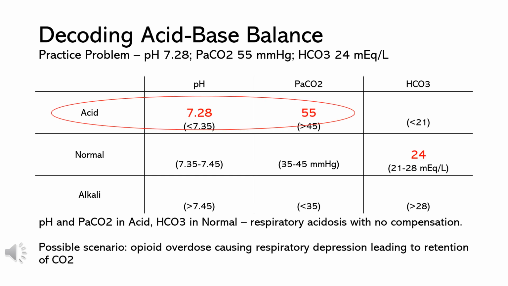Our pH at 7.28 is less than 7.35, so that's in the acid category. Our PaCO2 at 55 is greater than 45, so again, in the acid category. But our bicarb at 24 is perfectly normal. So if pH and PaCO2 are in acid and bicarb is normal, we have respiratory acidosis with no compensation. A possible scenario for this would be an opioid overdose causing respiratory depression, leading to retention of CO2.